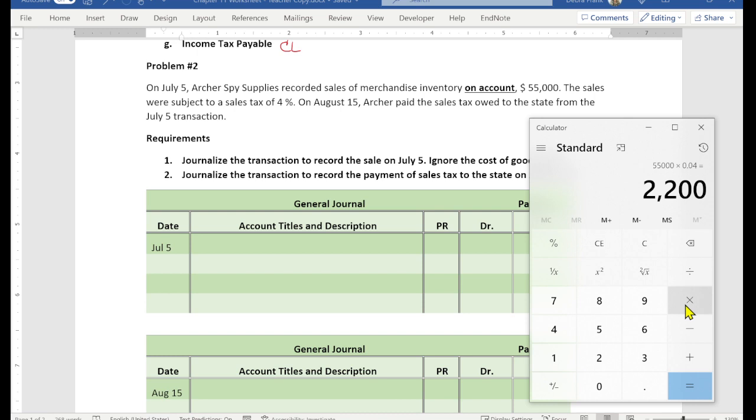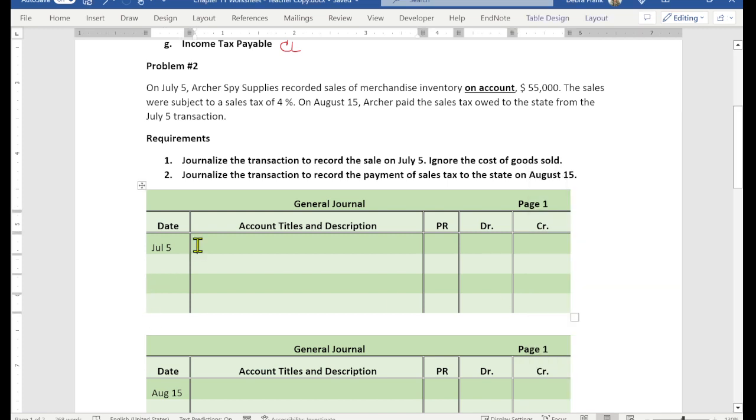So we're going to collect 2,200 plus the 55,000 from the customer. Eventually, they said put it on my account, I'll pay it later. So we're going to receive that very soon. So what account am I debiting? Not cash, but accounts receivable, for 57,200.